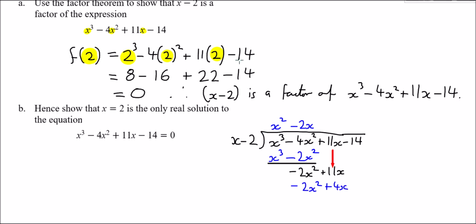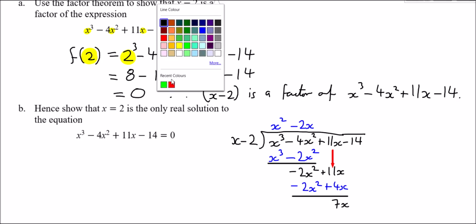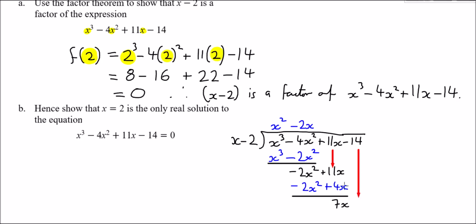After multiplying, we subtract. So minus 2x squared minus minus 2x squared means minus 2x squared plus 2x squared. This cancels, as it always will do. Over here, 11x subtract 4x is going to leave us with 7x. And again, we need to bring down the next term from above. So bring down the minus 14 here to join the current line.